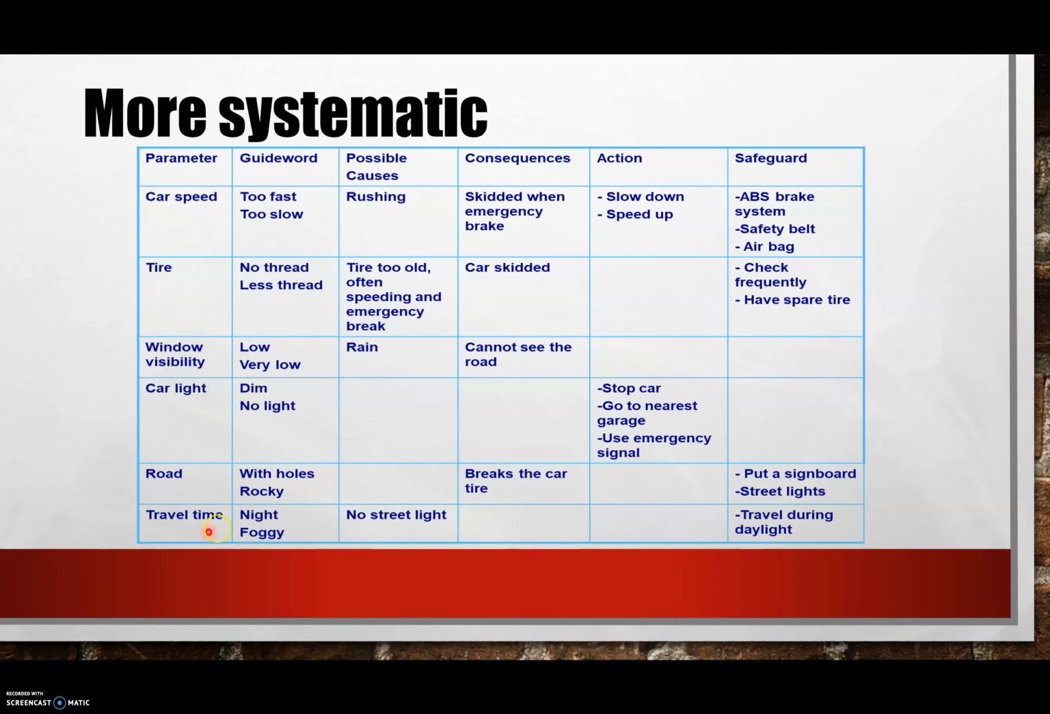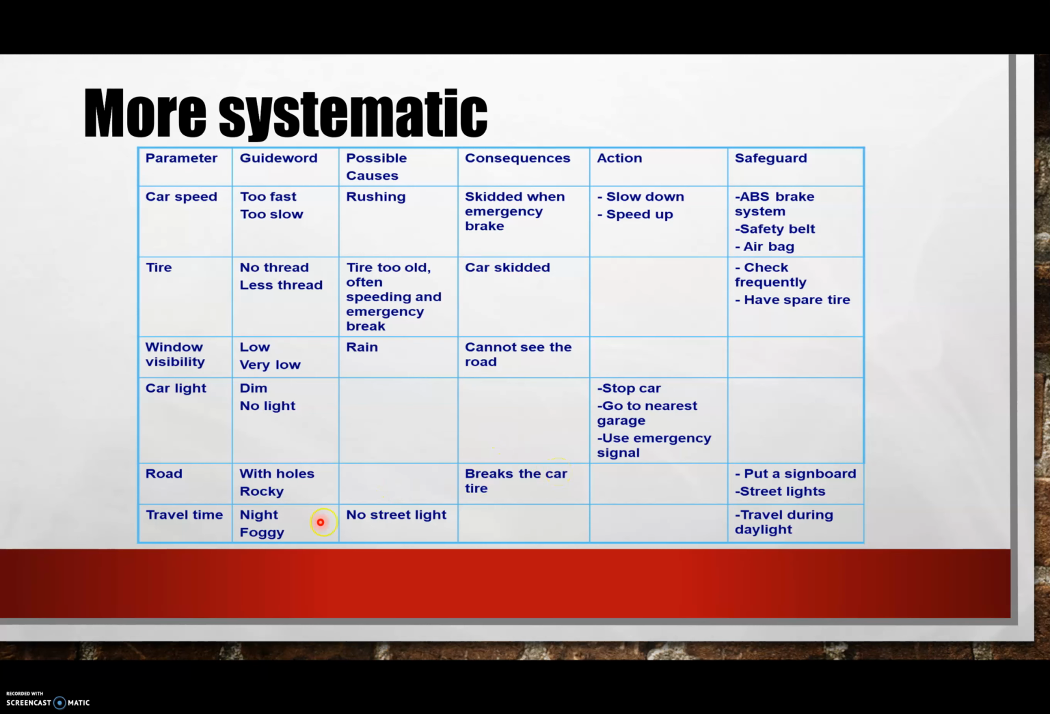This is the hazard, and these are the possible causes, or why the hazard could contribute to the incident or accident. The hazard, together with the causes, can lead to these consequences. So we need to take an action and also some safeguard, some prevention, to prevent this accident from occurring.